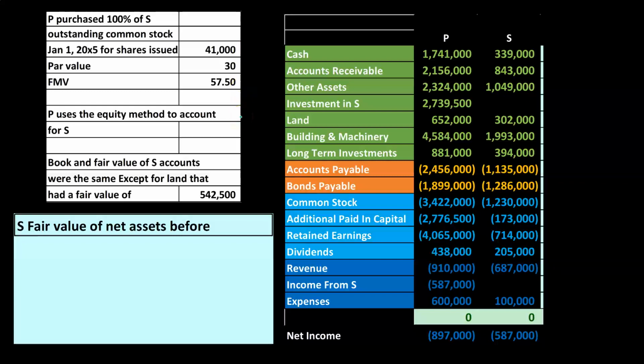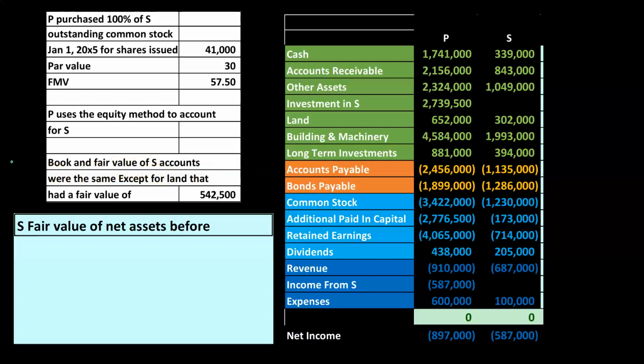P uses the equity method to account for S. So in other words, if we looked at P's books over here and we considered the investment in S, how did that number get there? With the use of the equity method. We'll consider that more later. And that would be the standard method that you would assume most of the time unless said otherwise. In other words, P could carry at cost, but you would think equity would be the most proper way to go.